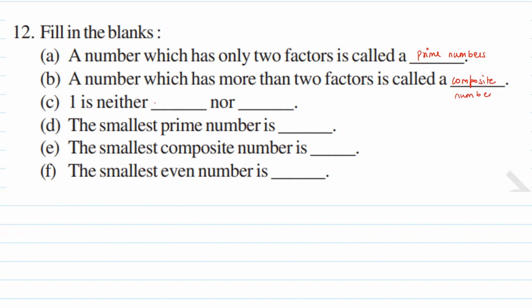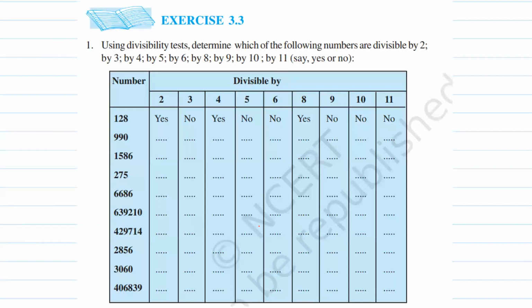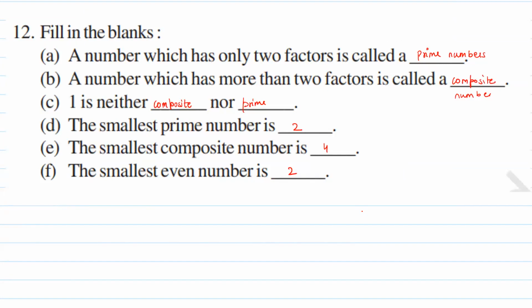One is neither composite nor prime. The smallest prime number is 2. The smallest composite number is 4, right? The smallest even number is 2, which is also a prime. Okay, that's all about 3.2. We will cover 3.3 in the next video.